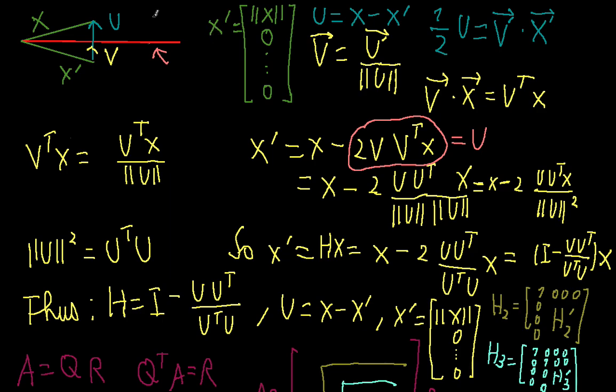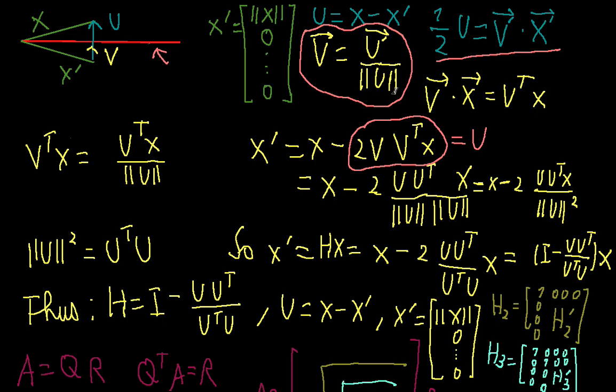Then notice that half of the vector u can be given by the projection of x onto the axis spanned by the vector u. First, what you want to do is to normalize u to get the unit vector v. So we do so by dividing the vector u by its length, or by its norm. So v equals u divided by its norm.